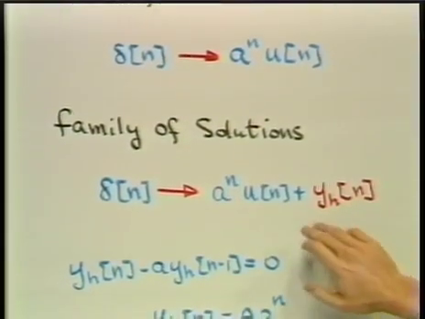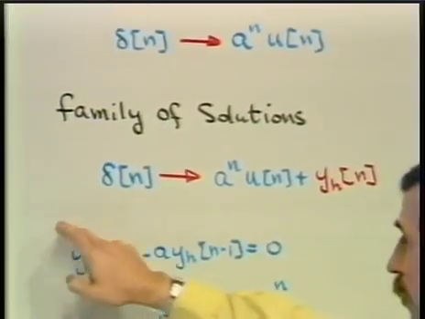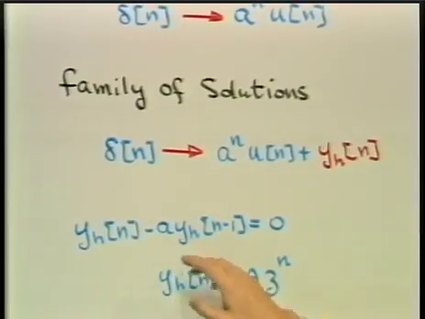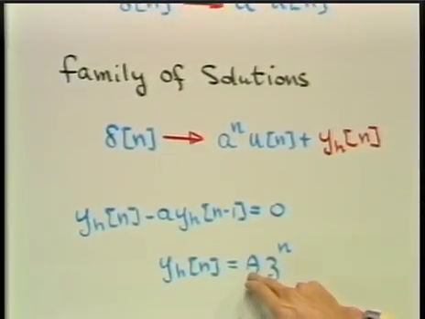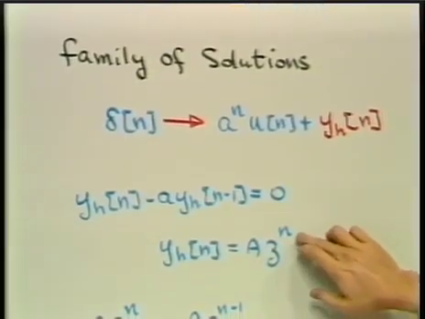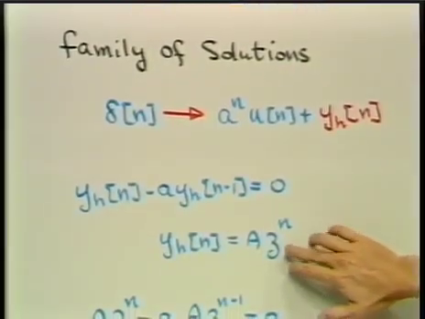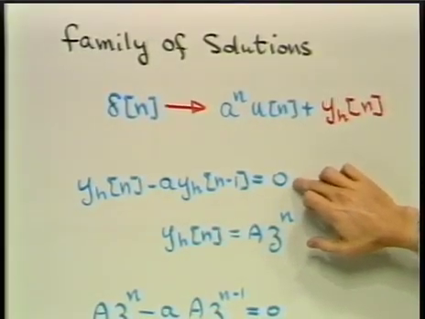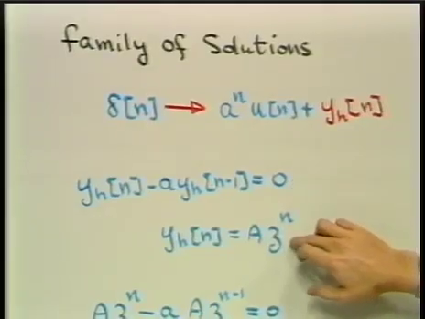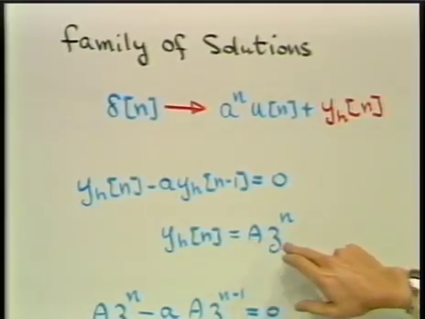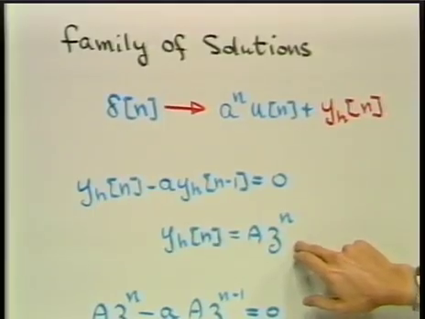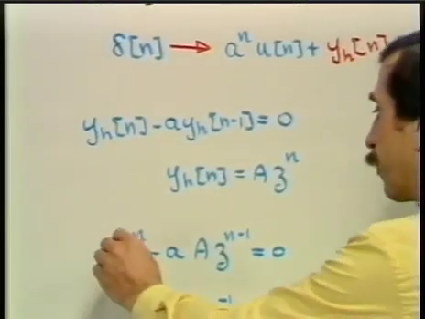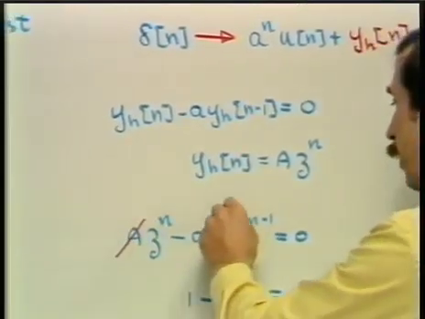The homogeneous solution is the solution that satisfies the homogeneous equation. That will, in general, be of the form an amplitude factor times an exponential factor. And if we substitute this into this equation, then we see that the homogeneous equation is satisfied for any values of A and any values of Z that satisfy this equation. Again, as we did with differential equations, the factor A cancels out.